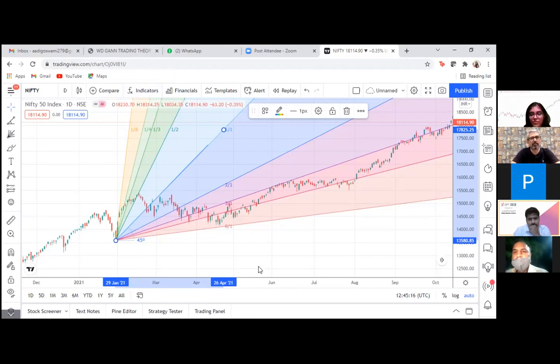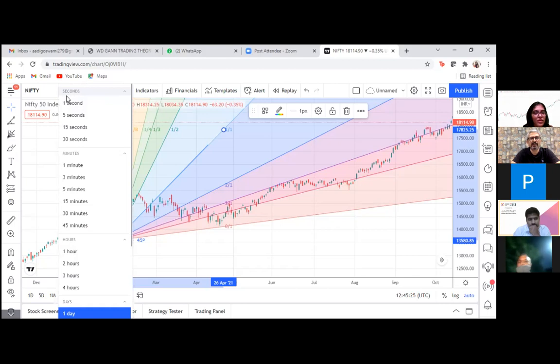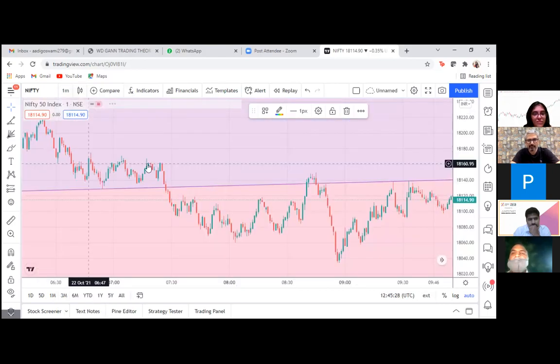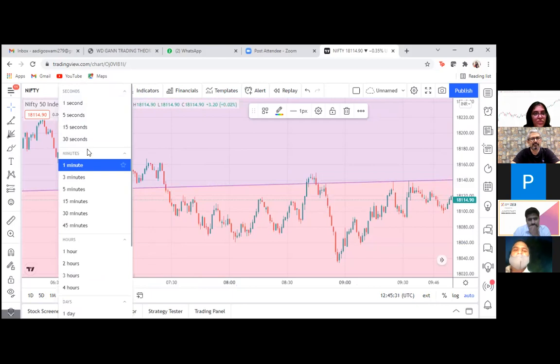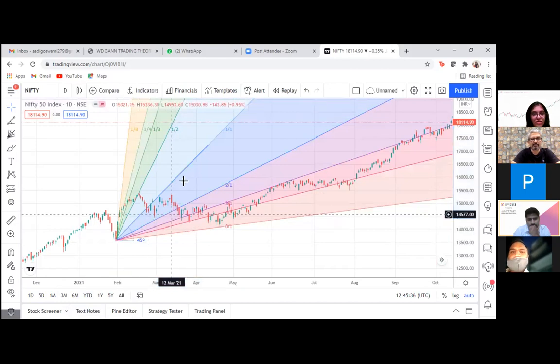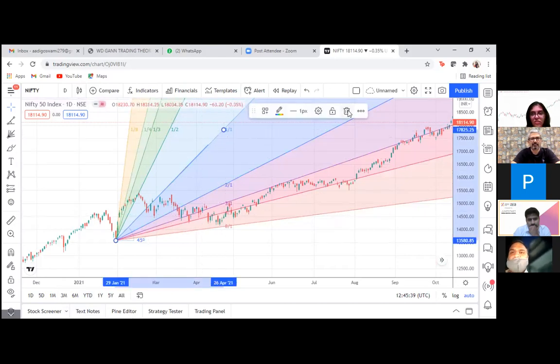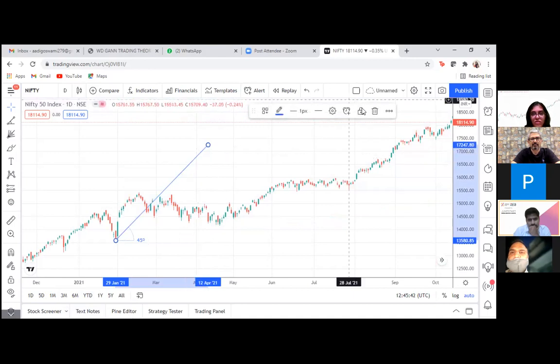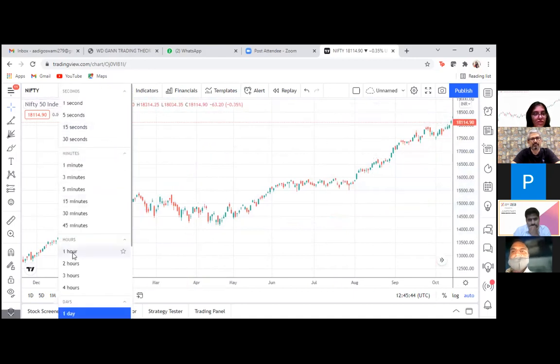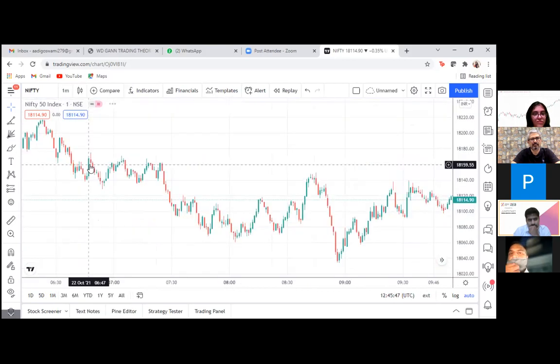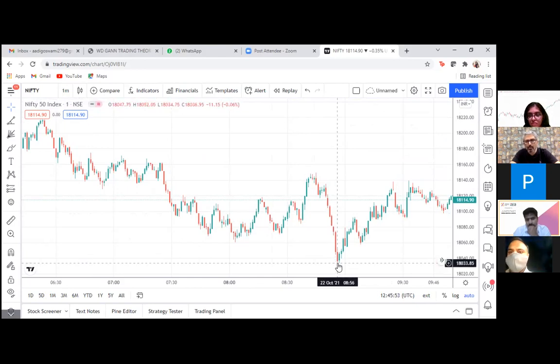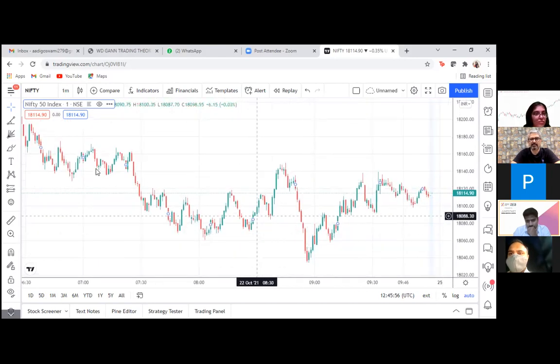Aditi, can you switch from daily to minute chart? Next to Nifty, just click on D and make it 1 minute. And draw it again for everyone. Okay. Yeah, we can actually pick this low of this day. Just drag it to the right side. Right. Yes.